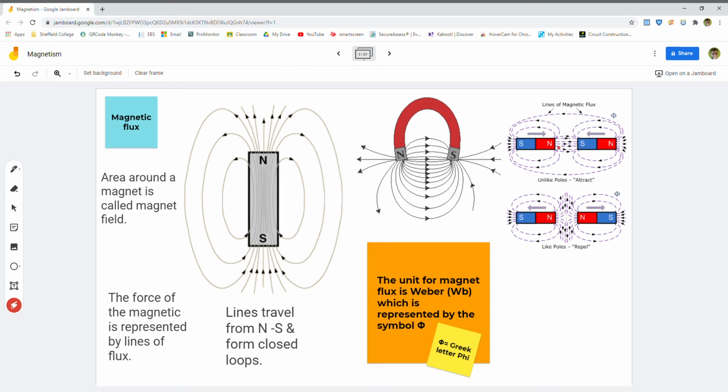Here we can see the lines of flux travelling between two attracting magnets. They travel from north to south between these two magnets, but still travel north to south within their own magnet as well. And here you can see two like magnets repelling each other and how these lines of flux interact with each other. The unit for magnetic flux is the Weber, WB for short, which is represented by the Greek letter phi, this circle with a line going through it.